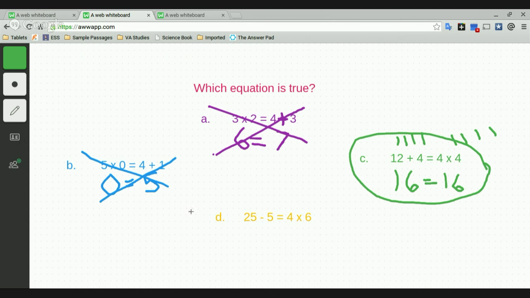So let's come down to this last one. 25 minus 5, that would give me 20. Equals 4 times 6, so let's count by 4s. 4, 8, 12, 16, 20, 24. So 20 does not equal 24. So that does not equal. So we do see that C is our only one that is true.